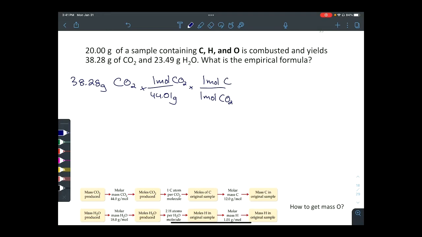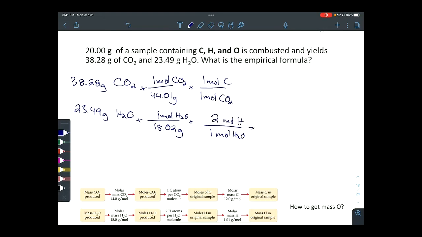Do the same thing for water. So 23.49 grams of H2O, and 18.02 grams is 1 mole of water. This last step is super, super important. Whenever I write a key point, I always highlight it. 1 mole of water is not 1 mole of hydrogen. We need to include that 2 there. So 1 mole of H2O is actually 2 moles of hydrogen, okay? I will highlight it because it's just that important.